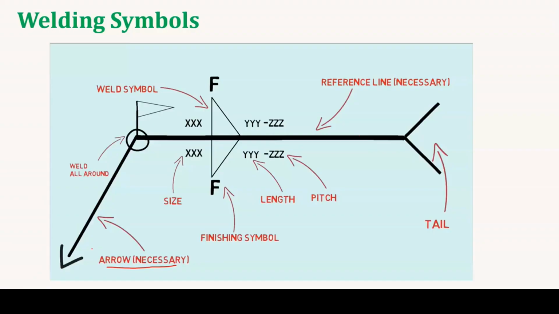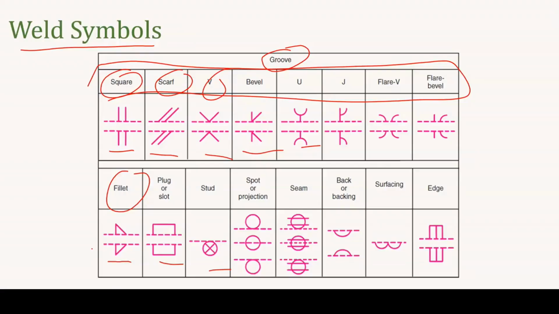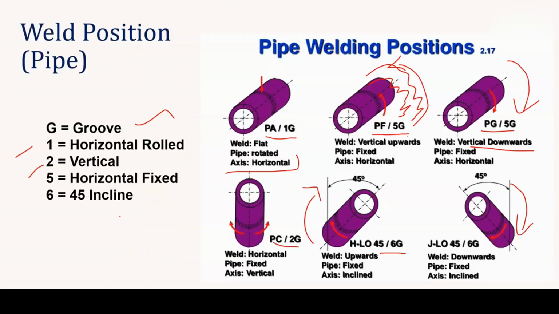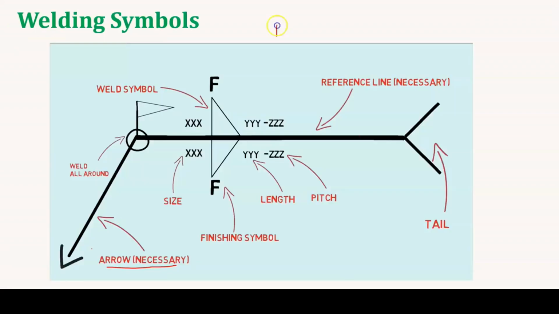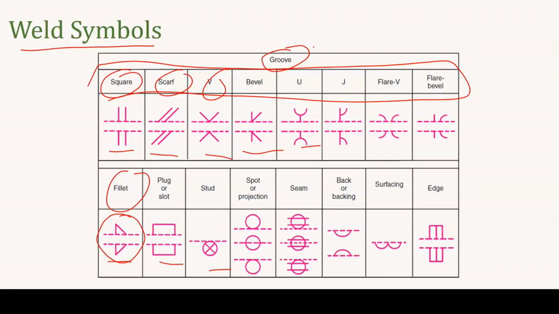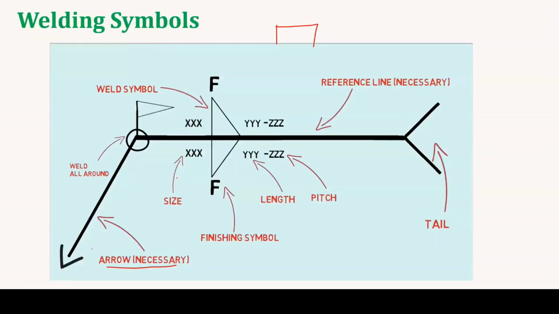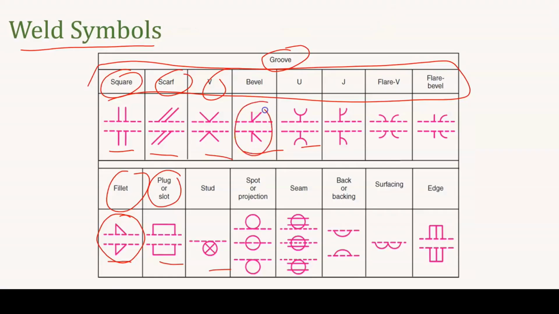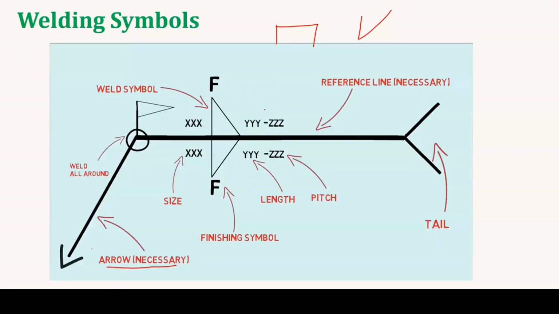And next comes this triangle. If it is a triangle, it is nothing but a fillet kind of weld. If it is a square, you have to refer, okay, it is a plug or slot. Or if it is like this, you can see this is the bevel. Generally they will put it on the above side or the below side. I will explain in the upcoming slide.